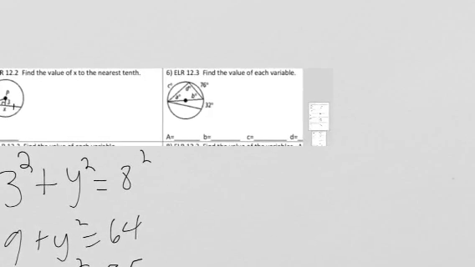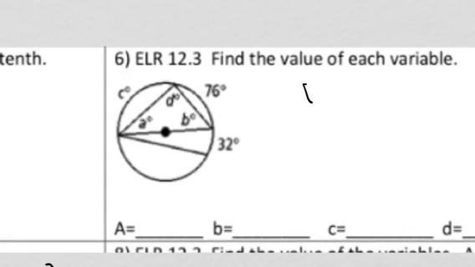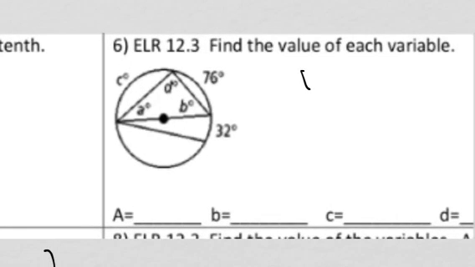Okay, up here, we're looking for the value of each variable. I think the first one I want to find is A, because A intersects this arc right here. A is an inscribed angle, and we know that inscribed angles are 1/2 the measure of the arc they intersect. So half of 76 is going to be 38. So A must be 38 degrees.